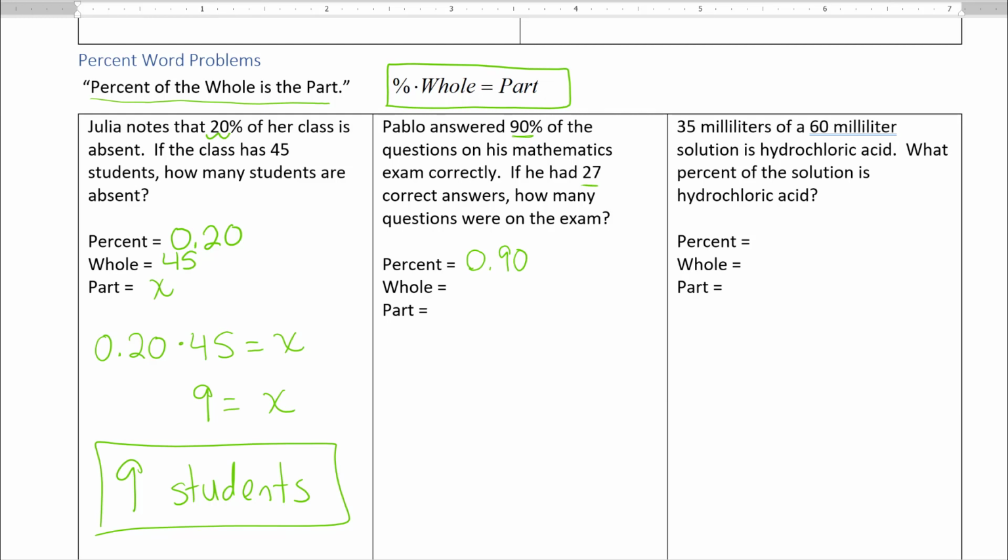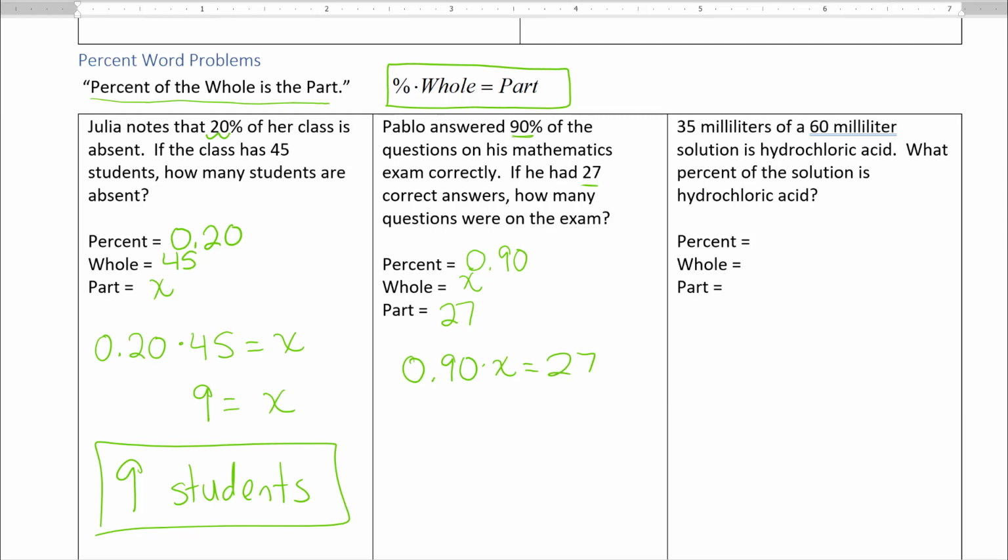If you had 27 correct answers, how many total questions were on the exam? So 27 is the number of correct answers. Is that the part or is that the whole? Well, that's going to be the part. The whole is, I don't know. I don't know how many total questions are on the exam. So now I'm going to use this equation: percent times the whole equals the part. The percent is 0.90 times the whole, which is X, equals the part, which is 27.